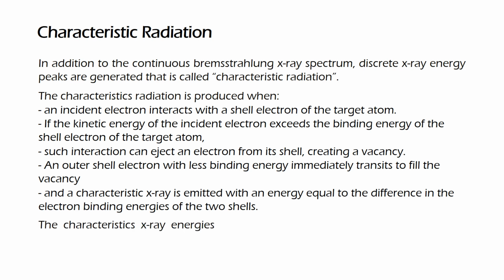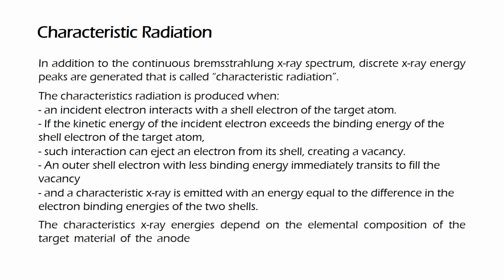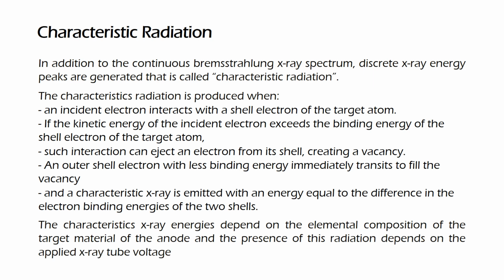The characteristic X-ray energies depend on the elemental composition of the target material of the anode, and the presence of this radiation depends on the applied X-ray tube voltage. Unlike Bremsstrahlung, the characteristic radiation only produces X-rays of a few energies corresponding to the energy differences between the electron shells which the electron transits. This accounts for the spikes that you will see when you look at an X-ray spectrum. The characteristic radiation has a secondary contribution to the X-rays generated in a diagnostic X-ray energy spectrum.